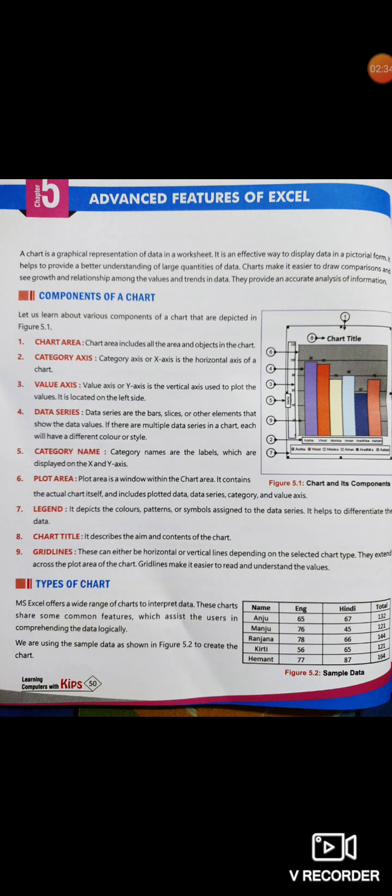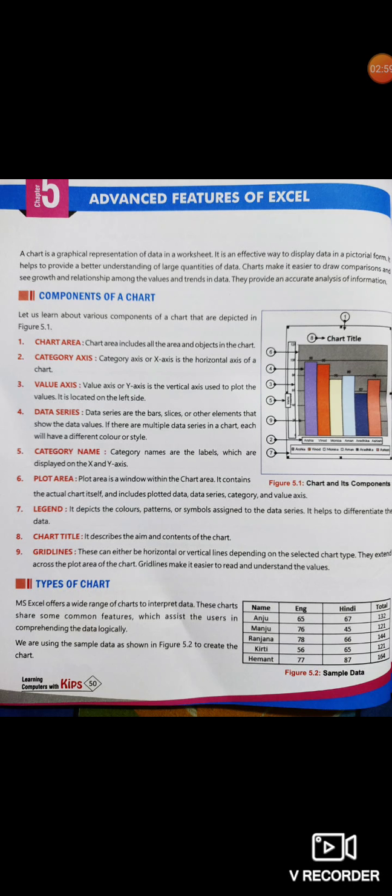Next is chart title. The chart title describes the aim and the contents of the chart. Next is grid lines. These can be either horizontal or vertical lines depending on the selected chart type. They extend across the plot area of the chart. Grid lines make it easier to read and understand the values.